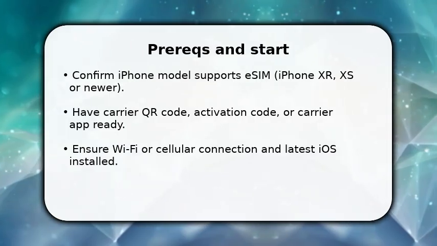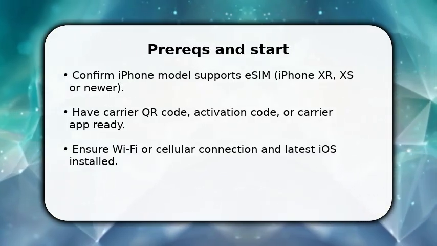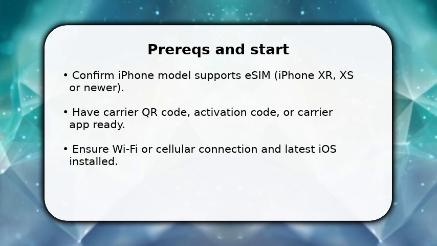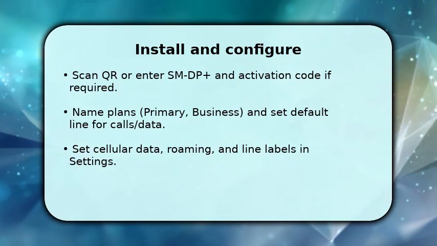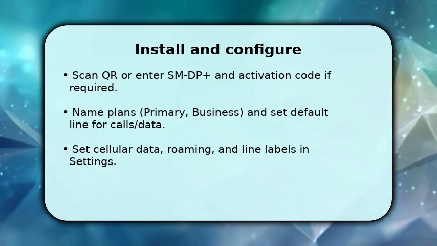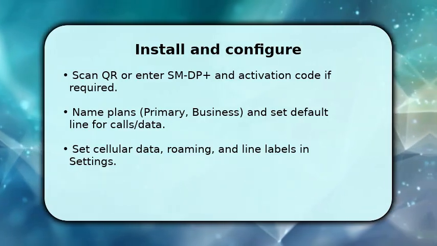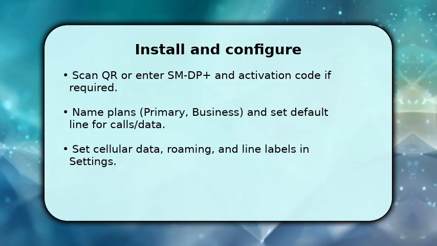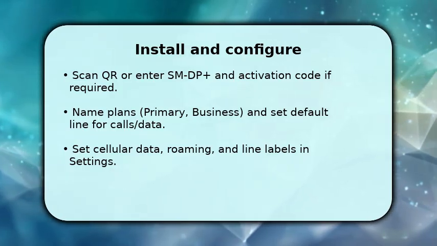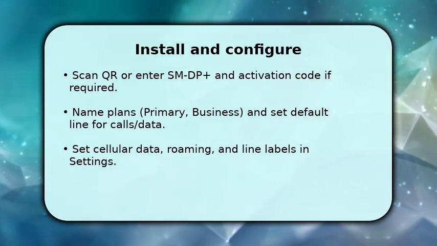Move deliberately. This first step links the carrier credentials to your device and prepares the phone. Once done scanning or entering SM-DP+ details, you'll see the eSIM profile begin to install. Wait for download complete. You should name the plan so you can tell lines apart. Use concise labels like primary or travel.